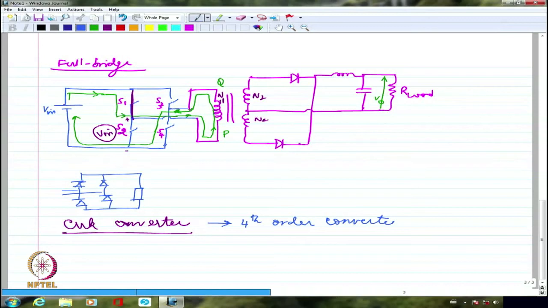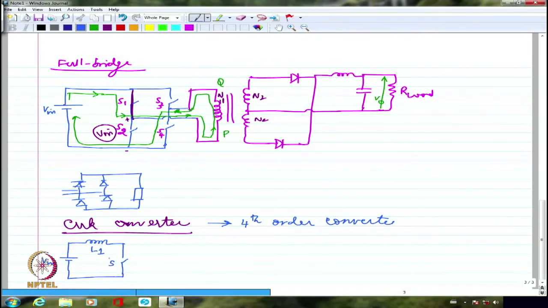So the Chuk converter looks somewhat like this. This is my input voltage, and I am going to have one inductance. Let me call this L1 because there is one more coming up. Okay? And then we are going to have actually a switch, maybe a MOSFET or IGBT, one of them sitting here. So this is the switch.